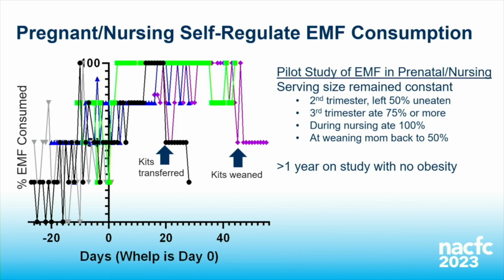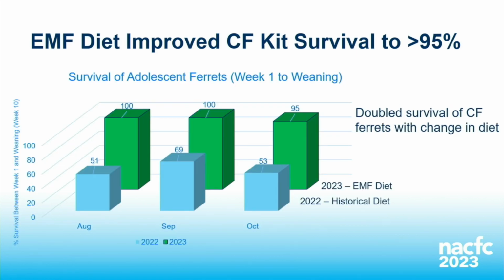And this has borne out over the past year. We've now expanded this diet to our whole colony, and our rate of obesity in the whole colony has remained unchanged. So they're self-regulating the diet, which makes simplicity of feeding much easier. And obviously, simplicity and ease is not what we're looking for. What we're looking for are positive results. And what we got were very positive results.